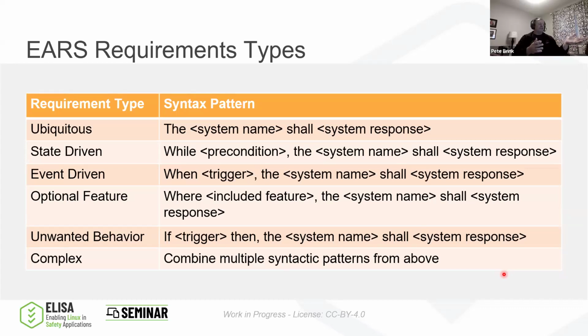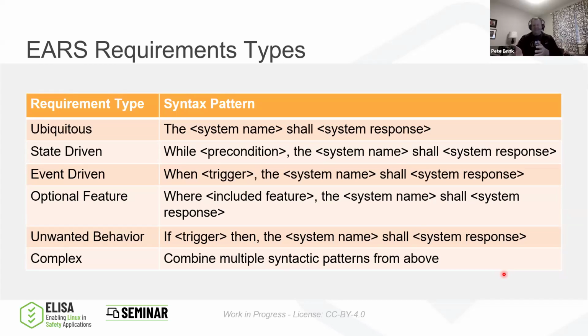State-driven, event-driven, optional features: with each one of these, we're essentially adding a precondition to the ubiquitous response that tells us whether or not that requirement applies in a given situation.